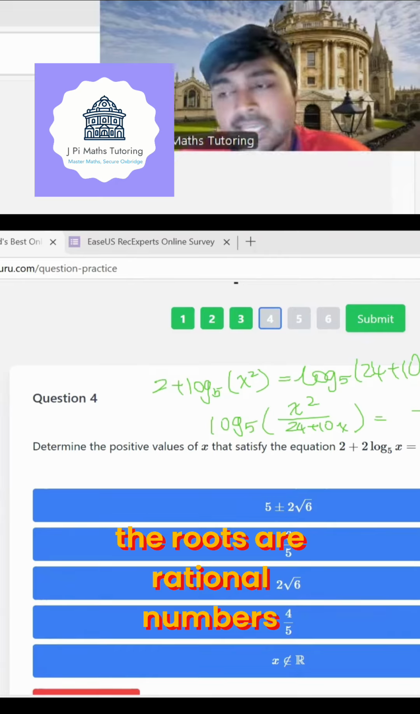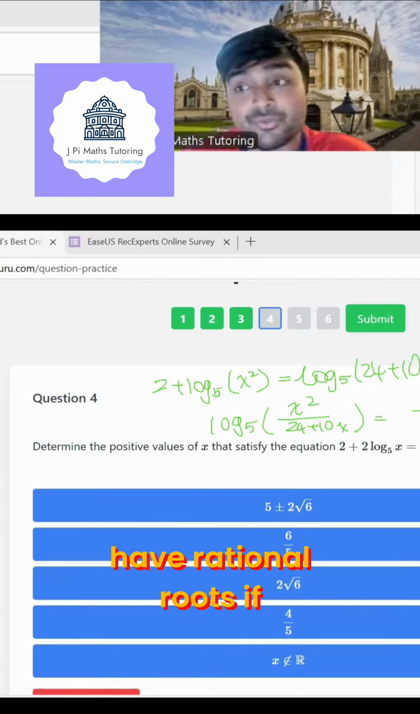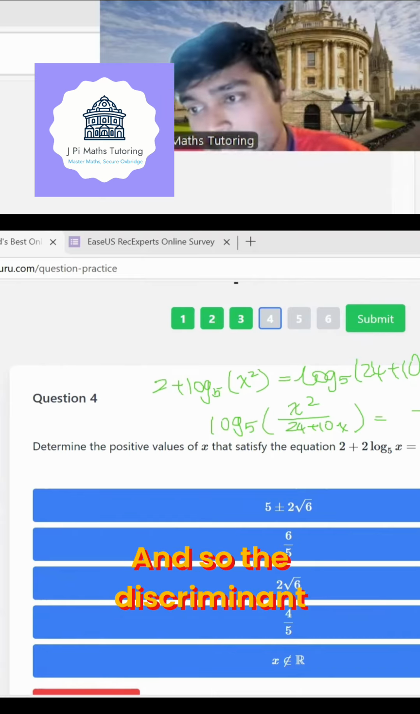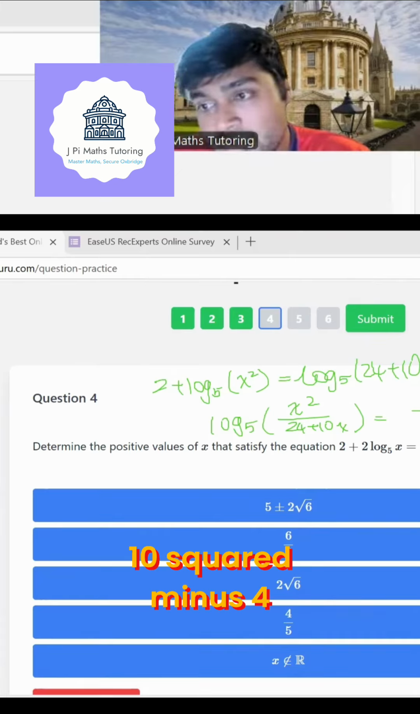roots that are rational numbers, I can just look at the discriminant. So this is going to have rational roots if and only if the discriminant is a square number. And the discriminant here is maybe slightly easier to calculate. That's going to be minus 10 squared minus 4 times 25 times minus 24.